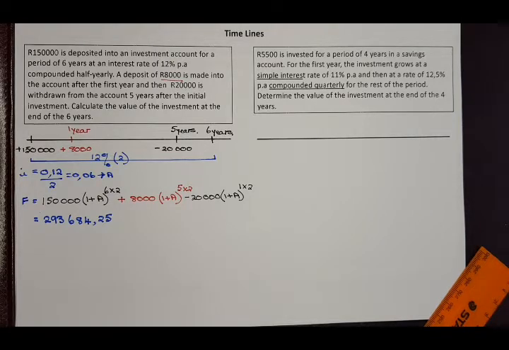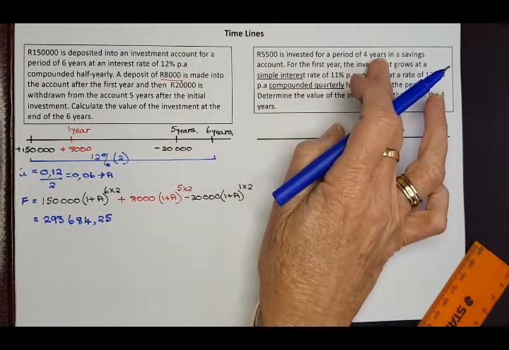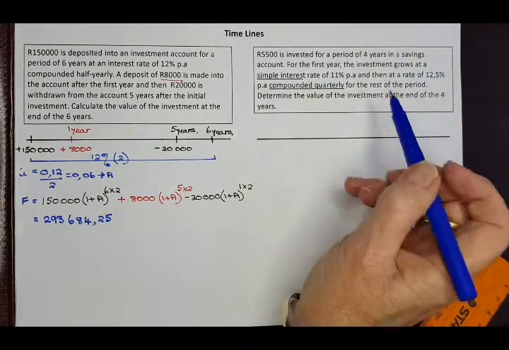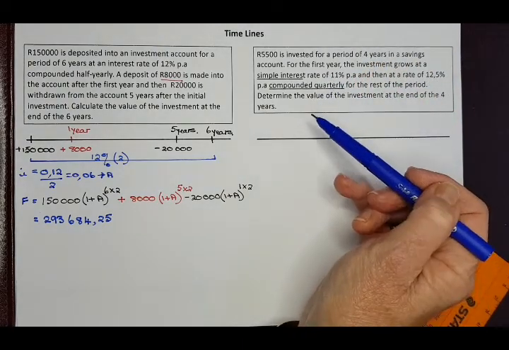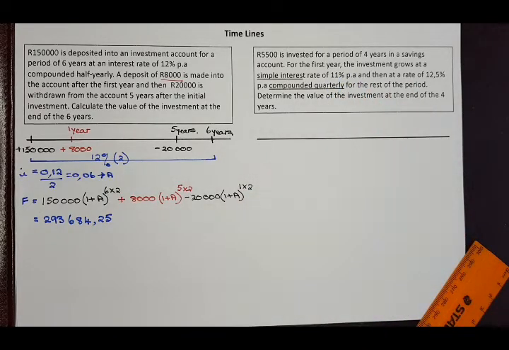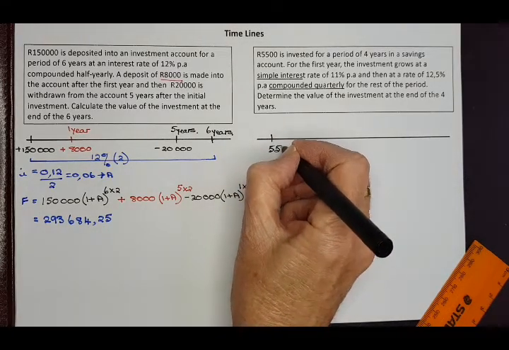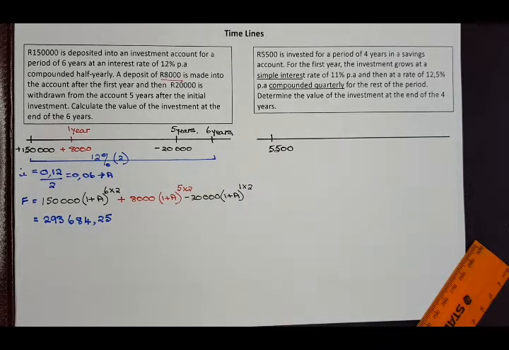All right, now in the second example, you have 5,500 Rand invested for a period of 4 years in a savings account. Now in this case, you are only going into the bank once. Okay, you are only making a deposit here of 5,500. That's your deposit. But what is changing now is the way in which your interest is being worked out.